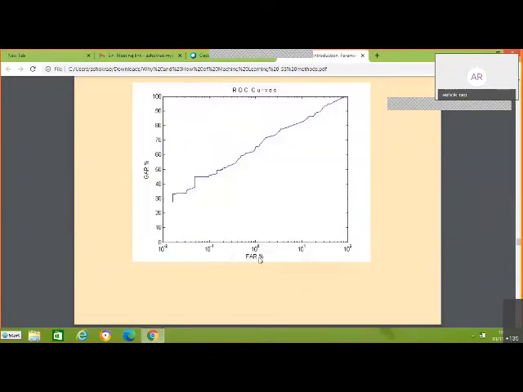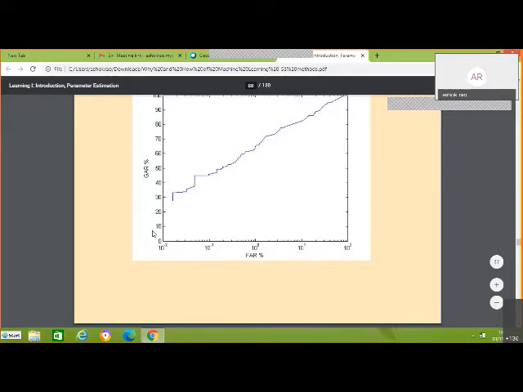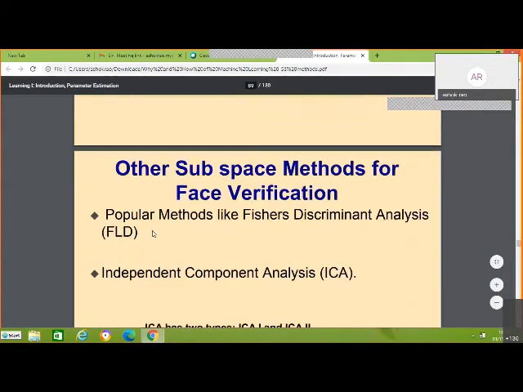For a false acceptance rate in percentage at 10 to the power minus 2, the genuine acceptance rate, which is 1 minus false acceptance rate, is about 30%. Like what we got in the first fish problem, 34% accuracy or something. So it is low. What I want is something like 99.9, okay? I got 32, 33. Is it enough? We will check. There are other subspace methods.